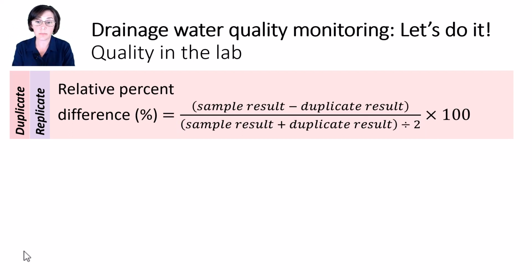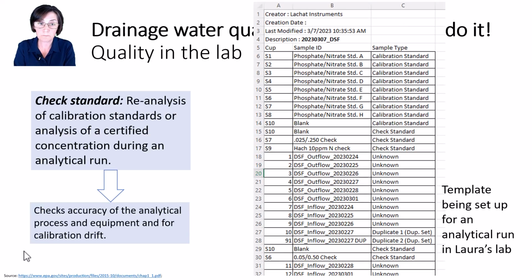In assessments of precision, like duplicates provide, we do not assume one value is truer than another. In assessments of accuracy, however, you do compare to a certified or a known concentration. For example, like when you use check standards. A check standard is where you analyze a known concentration within your analytical run.